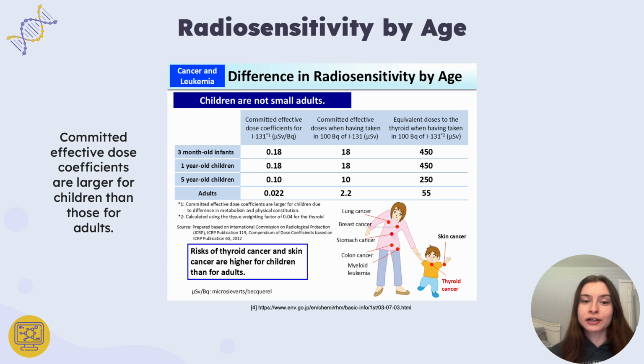Next I have a chart here that shows the difference in radiosensitivity by age. When looking at the numbers, you can see that the committed effective dose coefficients are larger for children than those for adults. So radiosensitivity numbers are higher for children, and the younger they are, the higher the sensitivity, but this can also depend on gender.